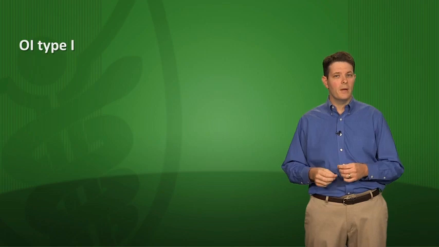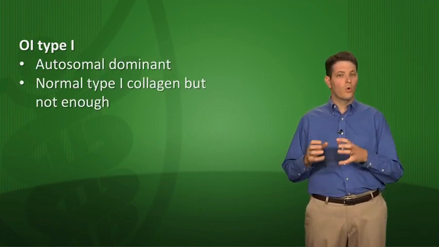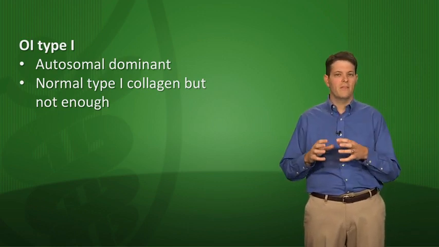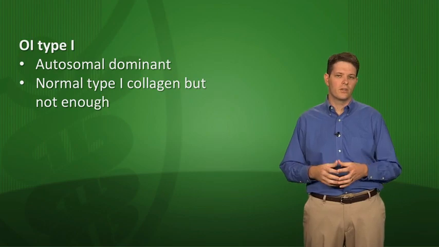There are a whole bunch of different subtypes of OI, but the most common type is OI type 1, which is an autosomal dominant disease where you have normal type 1 collagen but not enough of it. Or in some cases you might have slightly abnormal type 1 collagen. Either one of those can occur.